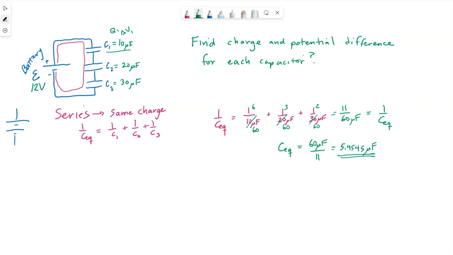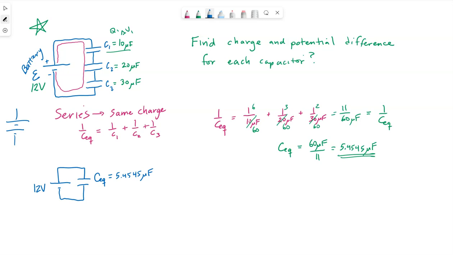What this tells me is this original circuit that I drew will be as if I had a 12-volt battery connected to one capacitor that has a value of this 5.4545 continuing microfarads.